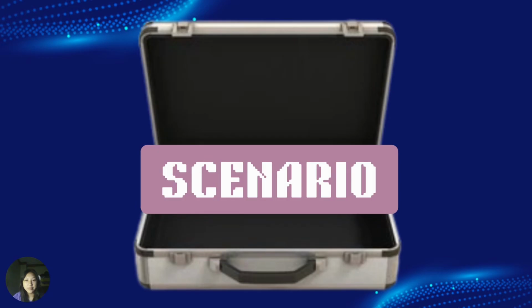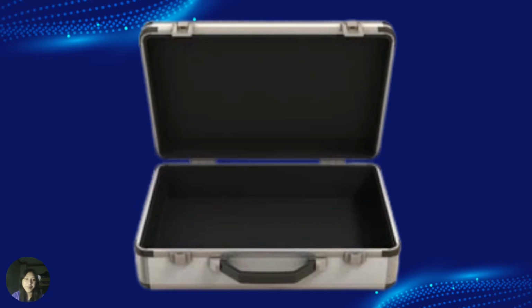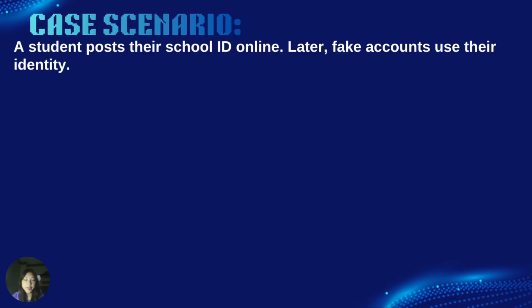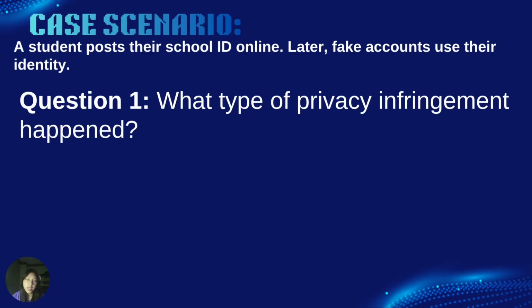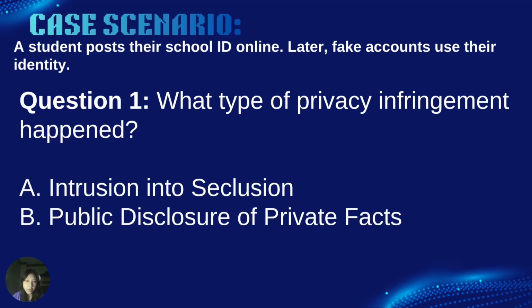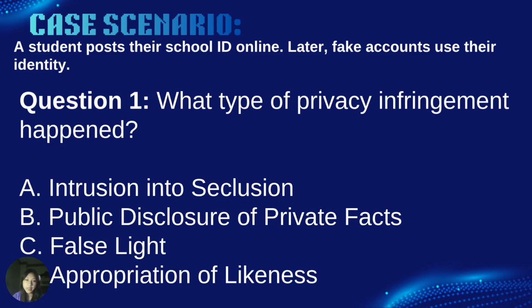Now, case scenario. Let's apply what we've learned. Here it is. A student posts their school ID online. Later, fake accounts use their identity. So first question. What type of privacy infringement happened? A. Intrusion into seclusion. B. Public disclosure of private facts. C. False light. Or D. Appropriation of likeness.